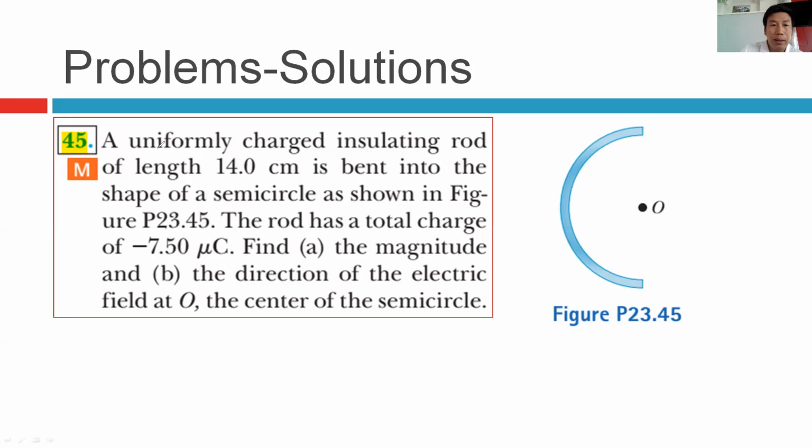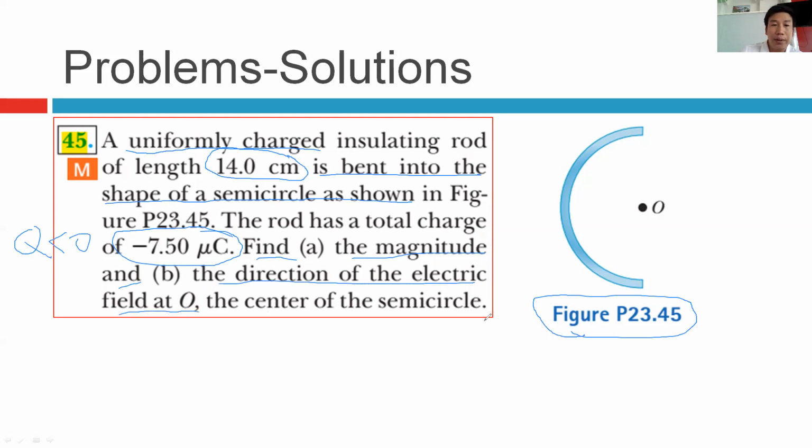In this problem, they give us a uniformly charged insulating rod. They give us the length of the rod, 14 centimeters. Okay, this rod is bent into the shape of a semicircle, as in this figure. The rod has a total charge, which is negative, right? And they ask us to find the magnitude and the direction of the electric field at this point, the center of the semicircle.